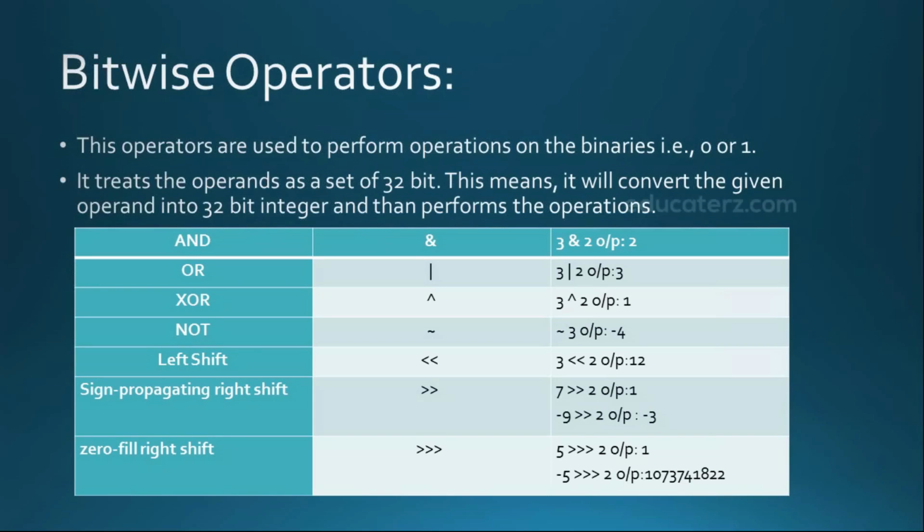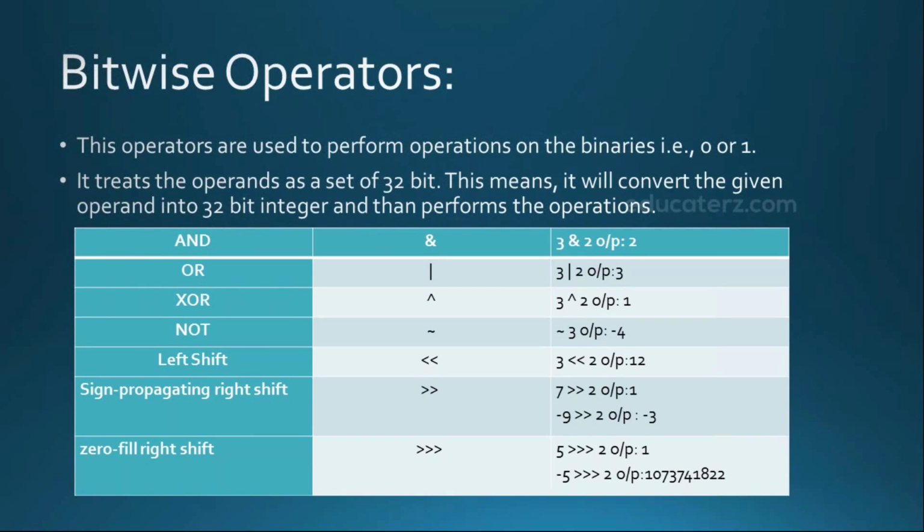So coming to the NOT operator, this NOT operator gives the inverse of the existing value. Like if there are ones, they will be converted into zeros, and if there are zeros, they will be converted into ones. So it's like the inverse of the existing value. So here when I apply this NOT on 3, the output is -4.